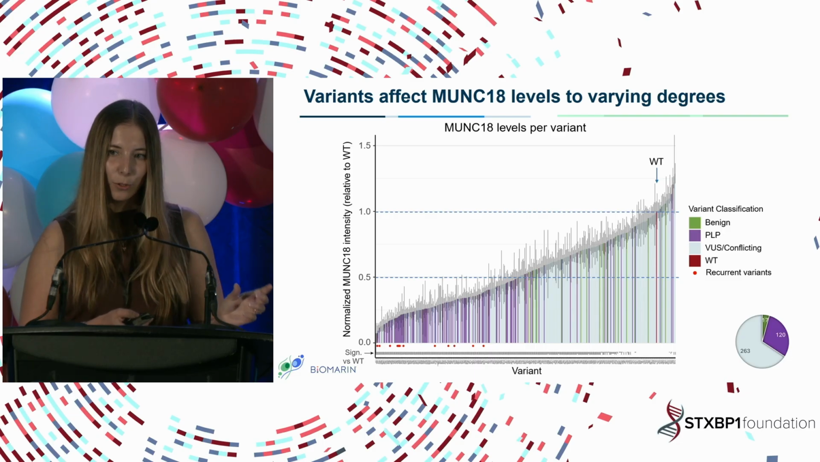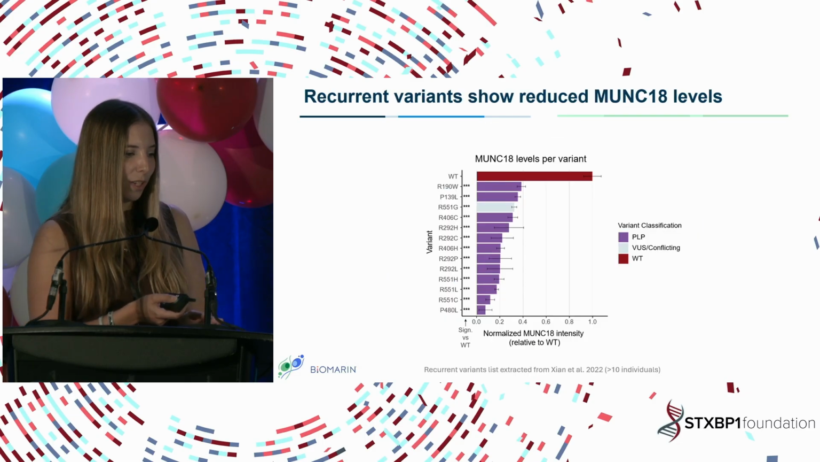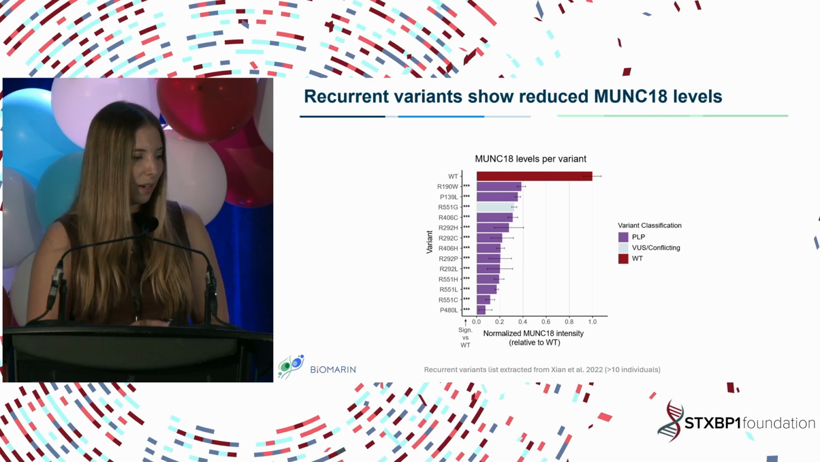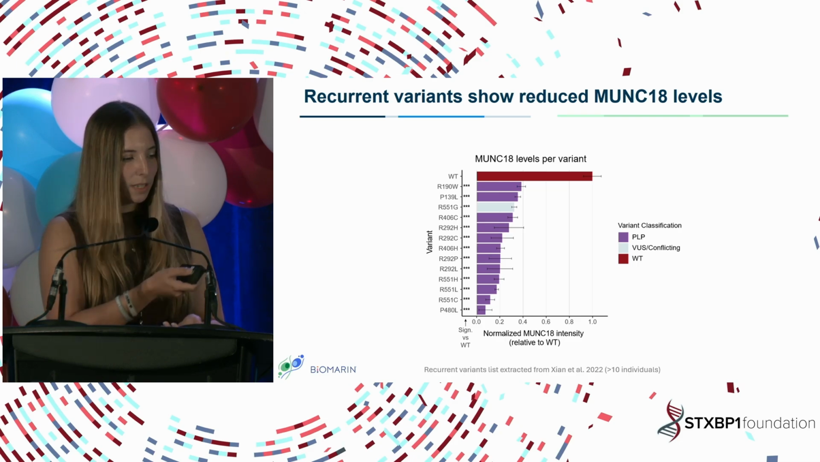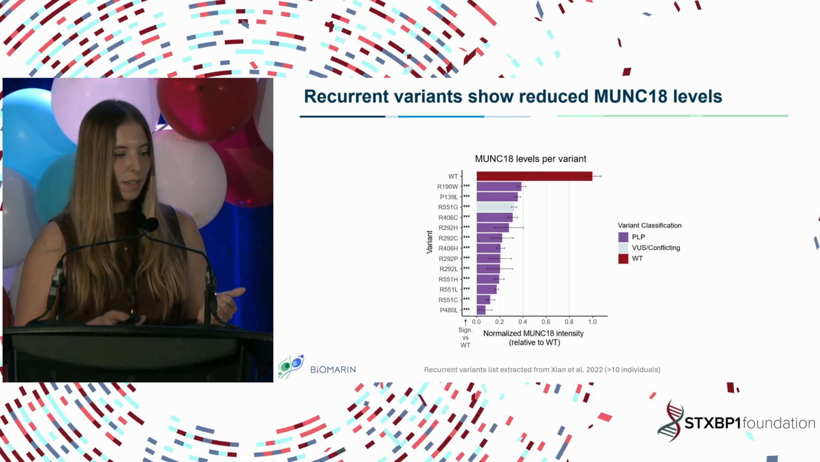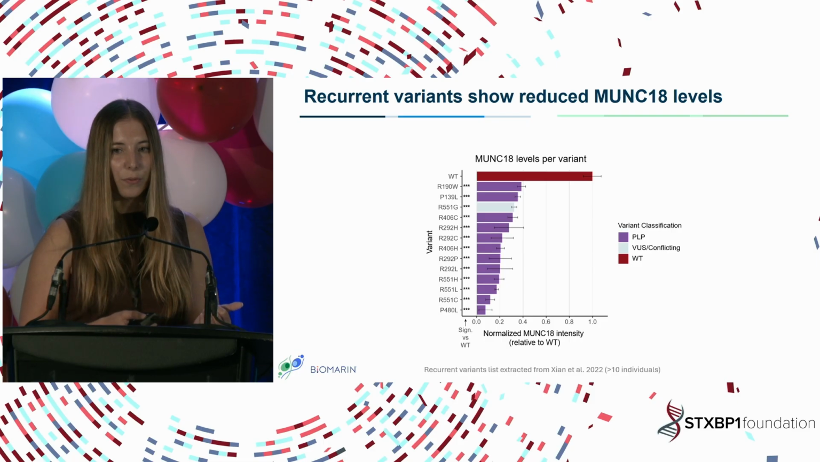But to look at those a bit more closely, I also put them in this graph. Now the graph is inverted, so it's a bit easier to read the variants. And as you can see, the wild type levels are at 1. You can see how all the recurrent variants have MUNC18 levels below 0.4.